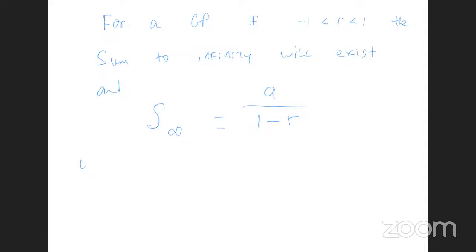For example, for a GP, if A is equal to 10 and R is equal to 1/2, the sum to infinity will be 10 over 1 minus 1/2, and you work it out, you'll get 20.